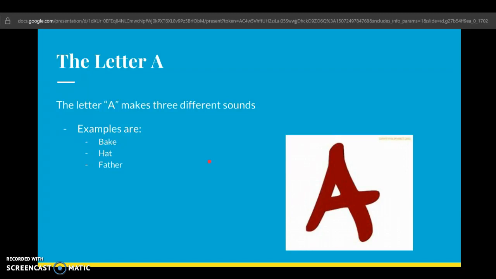Okay, let's get started. So our first vowel is the letter A. The letter A makes 3 different kinds of sounds, and here are some examples of those sounds. So here we have bake, where the letter A says A, bake. Then we have hat, where the letter A says a, hat. Then we have father, where the letter A says ah, father.